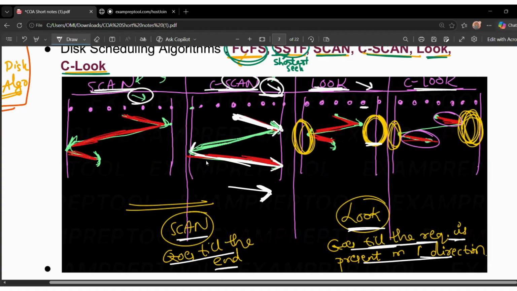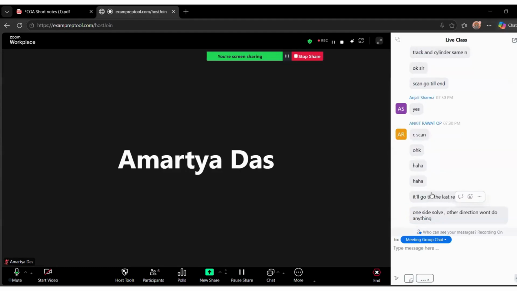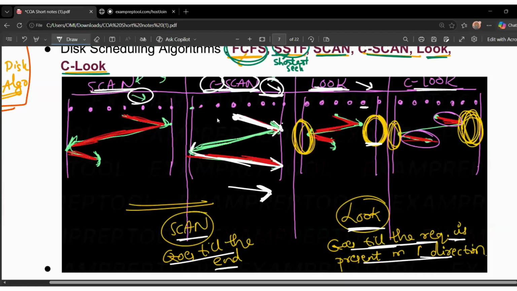See, it is circular scan. C means it is circular, right? Because it is scan, so it will go till the end. One side you will solve, but the other side, in this direction, you won't solve. You solve in this direction, but this direction you won't solve, right?